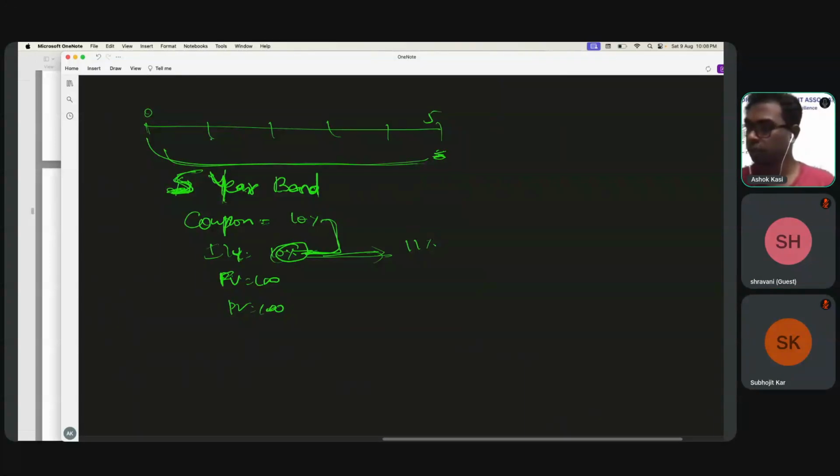It's just the same thing. See, right now it is 10 percentage, right? 10 percentage, 100, 100, 100, 100, and then 1000. Now they will reinvest at what rate? 11 percentage. If they all are reinvesting at 11 percentage, what will happen at the end? You will get more than 10 percentage, right?